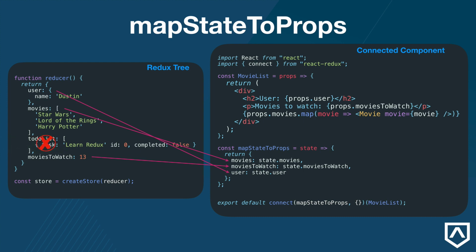You'll notice that we're not adding the to-do list, state.to-do list, in this map state to props return object. So the movie list component will not have props.to-do list as a prop. It will just have these 3 props plus any other props that are passed down the normal way.